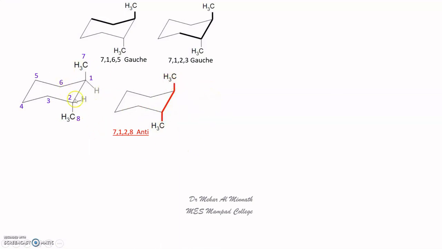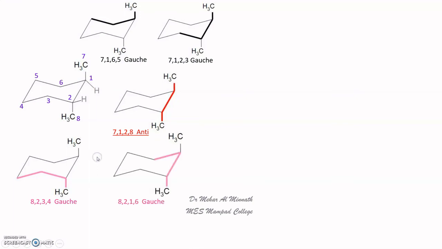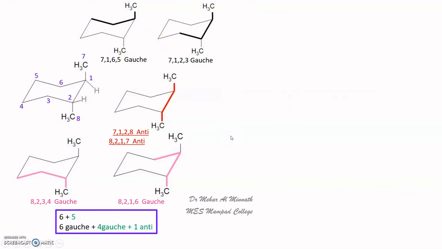Now, in the same form, if we consider the butane units with respect to carbon 8, then you have 8, 2, 3, 4, which again is gauche. Then we have 8, 2, 1, 6, which again is gauche, and also we'll be having 8, 2, 1, 7, anti, which is same as that of the earlier case. So altogether we will be having 5 extra butane units, of which 4 are gauche and 1 is anti.